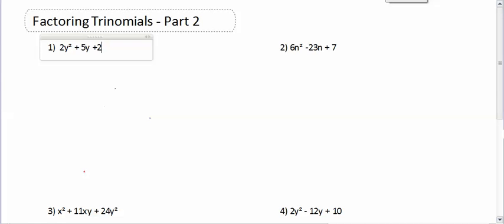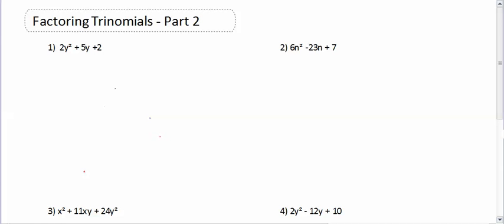Okay, so today we're going to be factoring trinomials part 2. We did part 1 previously, and now we're going to do part 2. Now remember we talked on part 1 that we didn't have to use the box when we have a coefficient of 1 here, but when you have a number greater than 1 on your very first term, then you need to use the box. So here we have a 2, here we have a 6, down here we have a 1. But why do we have to use a box here?